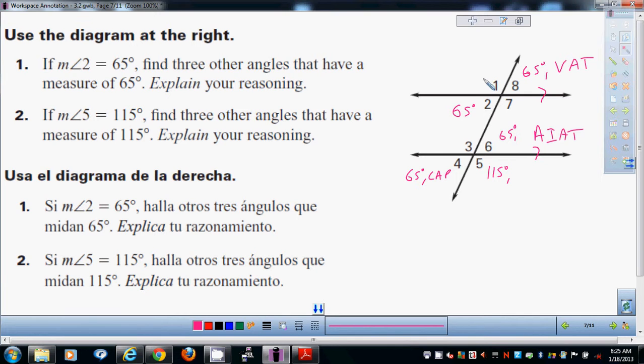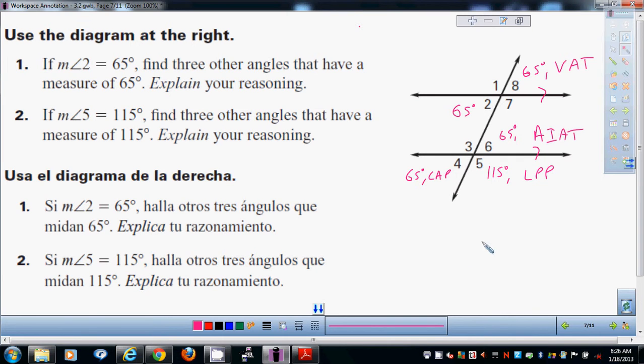This is 115 by the linear pair postulate. I apologize again. You might have to write these acronyms down if you want to, you can write it out. But the linear pair postulate. These are a linear pair, therefore they are supplementary. All right, Stacy. What's another 115? By what? There you go. Vertical angles theorem.